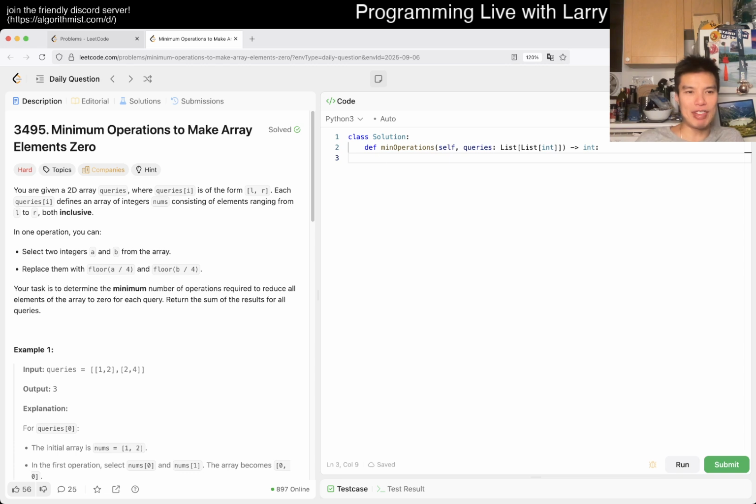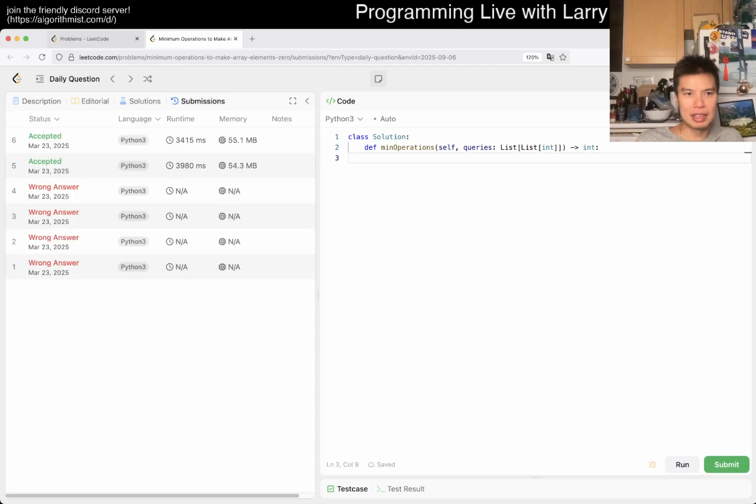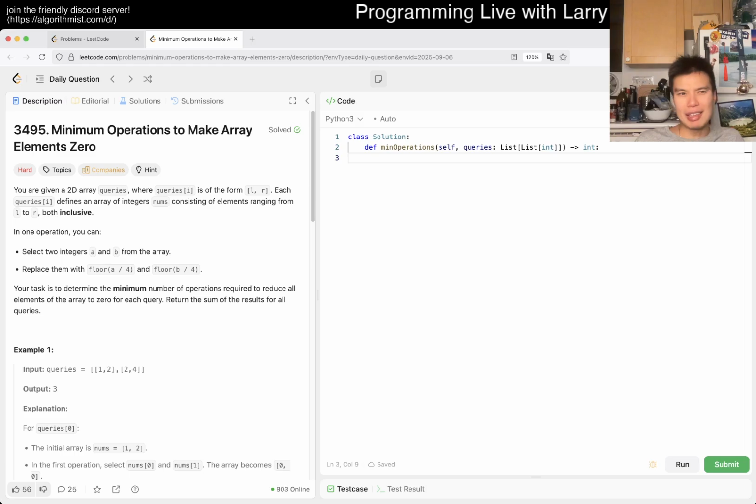Today we have 3495, Minimum Operations to Make Array Elements Zero. Did we do this recently-ish? This was only half a year ago. I mean, I don't know.